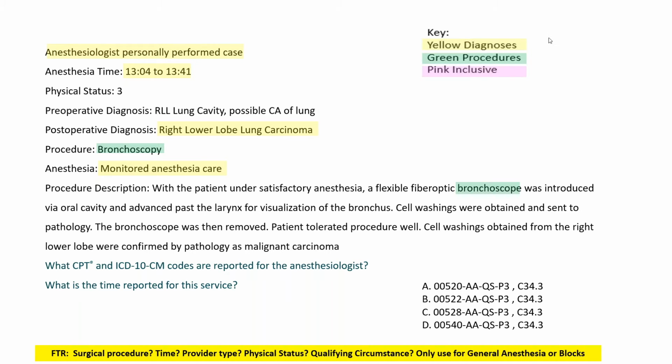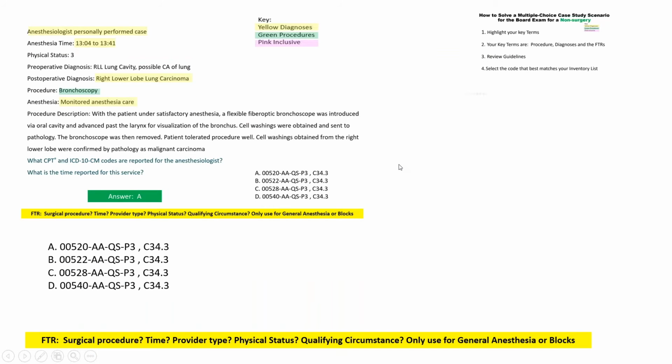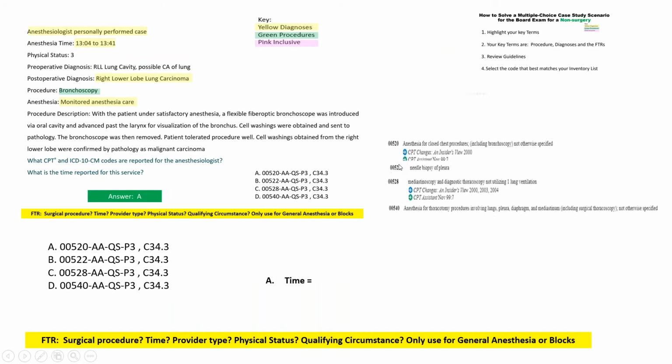So in the description of the procedure, a bronchoscope was introduced via oral cavity and bronchoscopy was done. So the correct answer, as you all said, for this scenario is going to be option A. And let's look at how we arrived at option A. These are our code options.